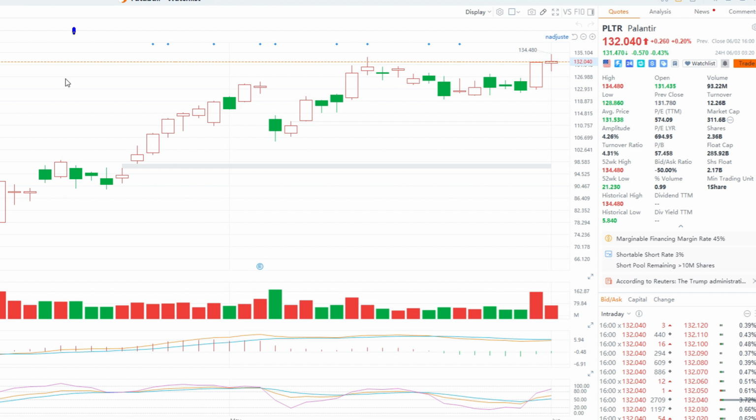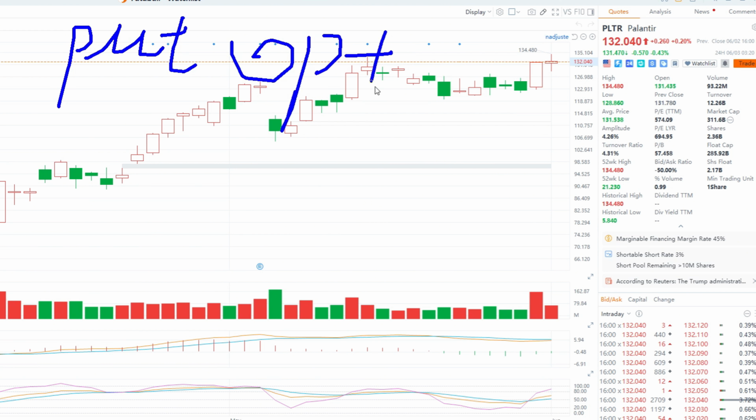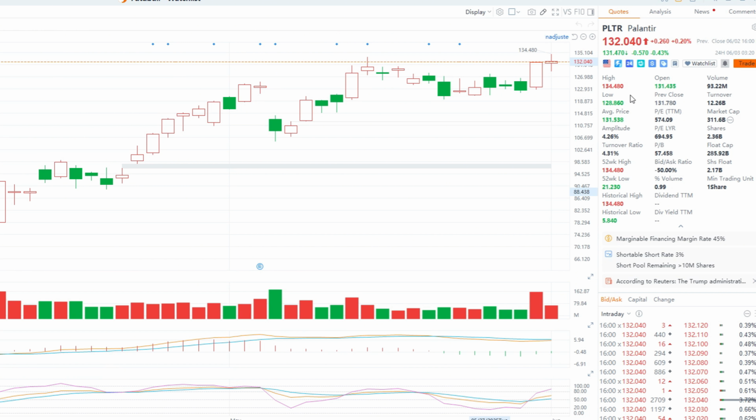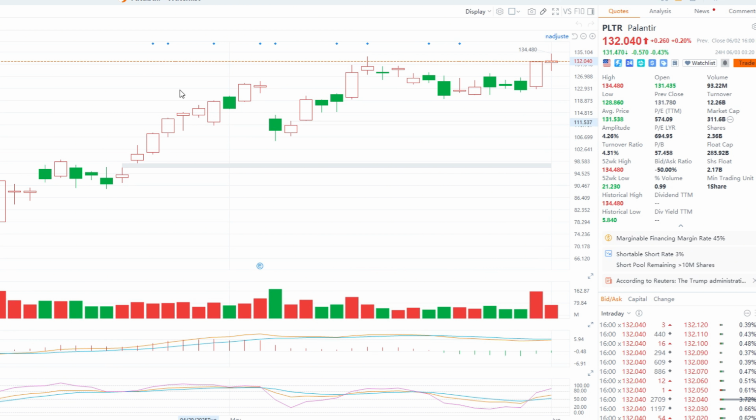Let's introduce the PLTR put option. Here's how to set up a put option for PLTR. It's called a put option. Let's break down the key elements for PLTR's put option. What are the main factors for this put option? Let me explain. I will use a real example from the chart. Let's look at it together.